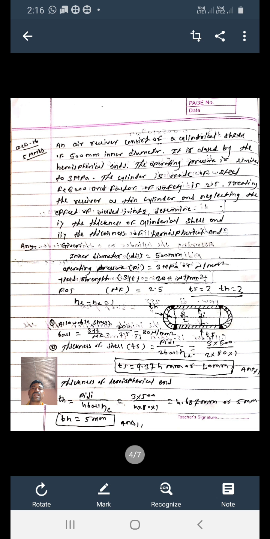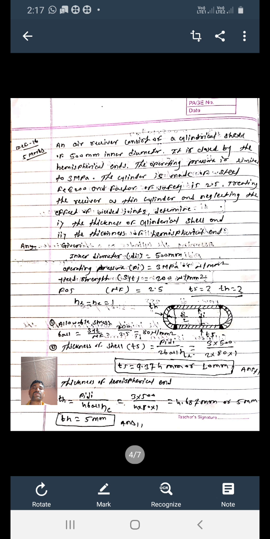And second is the thickness of the shell. How to calculate the thickness of the shell? It is denoted by TS. Again the same formula, as we saw in the last numerical: pi di divided by 2 sigma allowable into NL. Put the values: pi is 3 into 500 divided by 2 into 80 into 1. You will get TS is equal to 9.374 mm, or we can convert it into the next digit, 10 mm. Okay, this is the first answer.